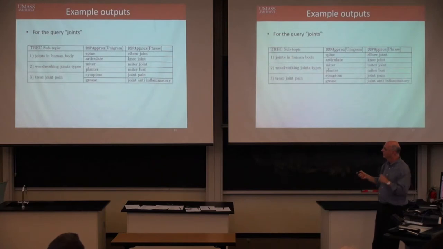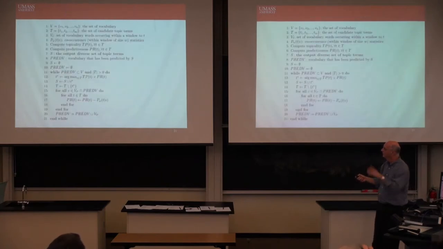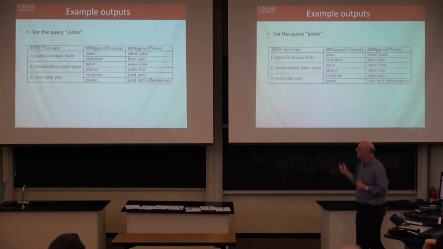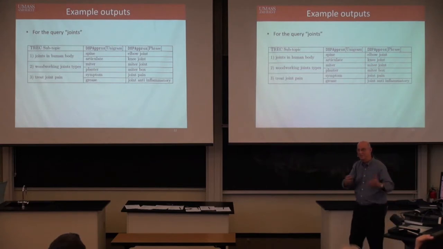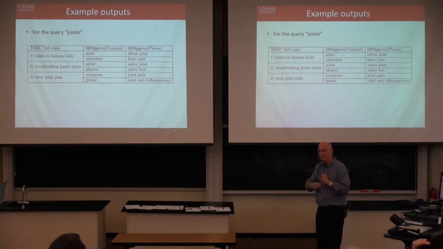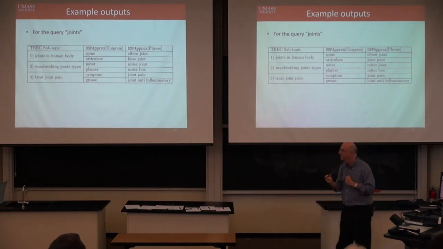Going through there. I won't have time to go through the pseudo code, but there it is. So here's an example. It's a very simple algorithm. It just computes these two things, does a product, and grabs it off and downweights the stuff that's left.